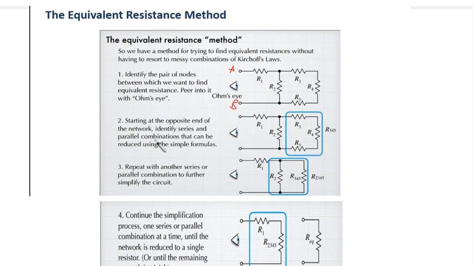All right. The next step is starting at the opposite end of the network. Identify series and parallel combinations that can be reduced using simple formulas.